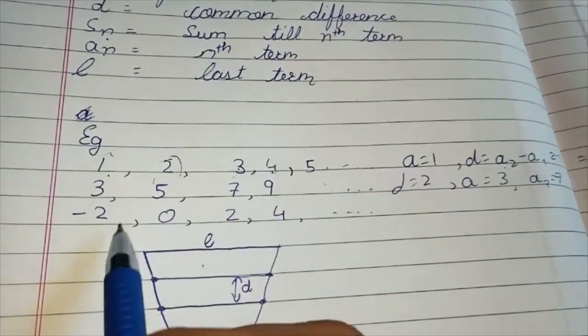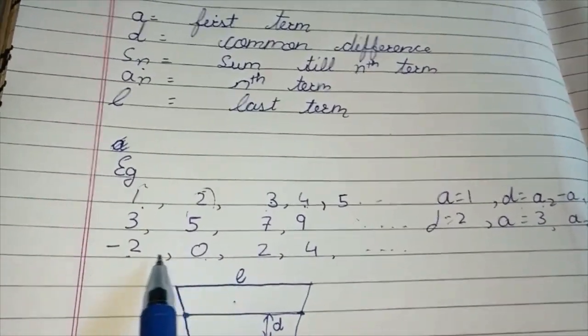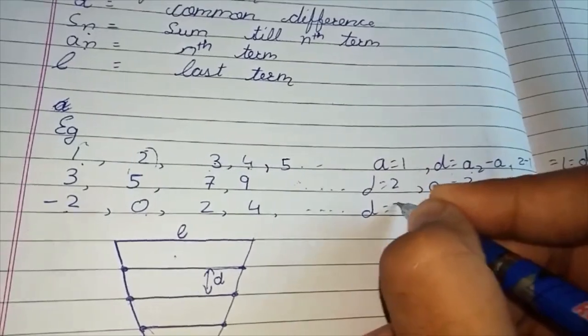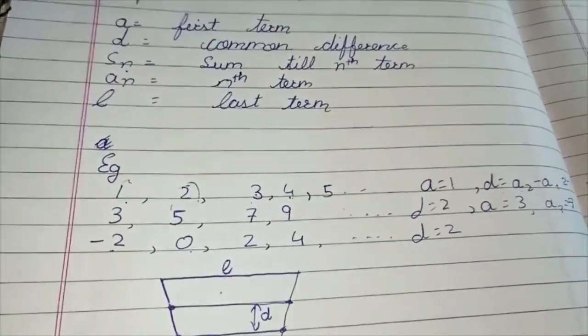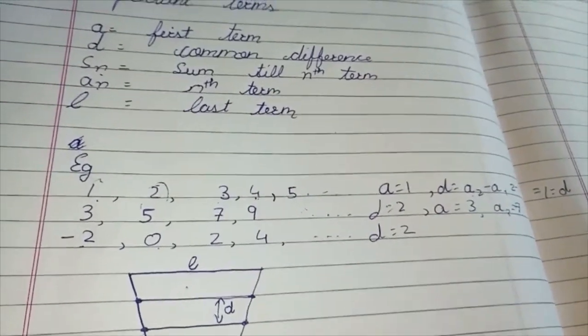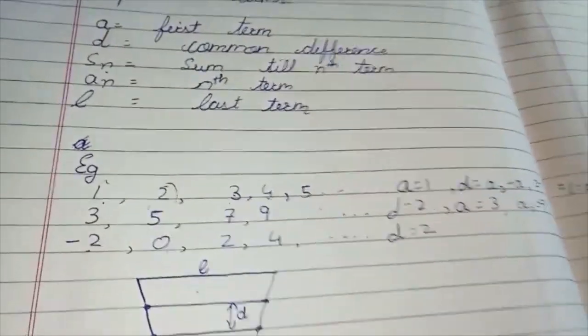Next one, let's see. This one is somewhat complex. Minus 2, 0. But the difference here is also 2. And it's not necessary that the difference can always be positive. It can also be negative. It can be a fraction. It can be a decimal number, anything.